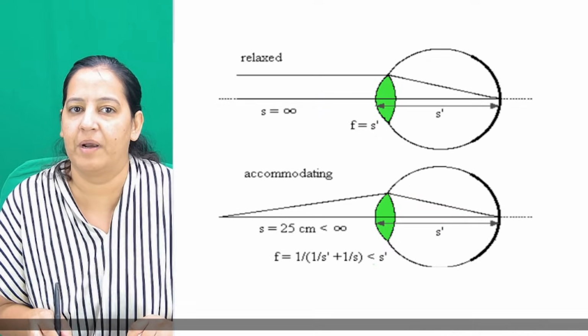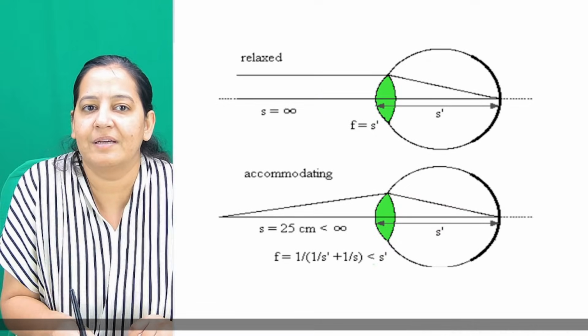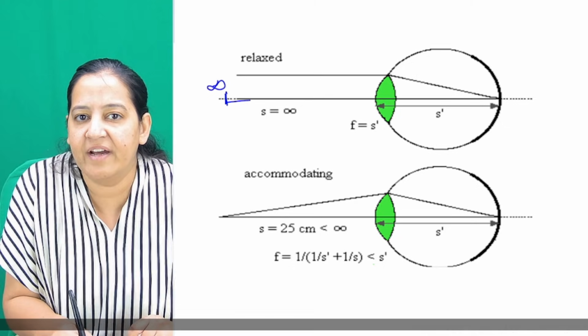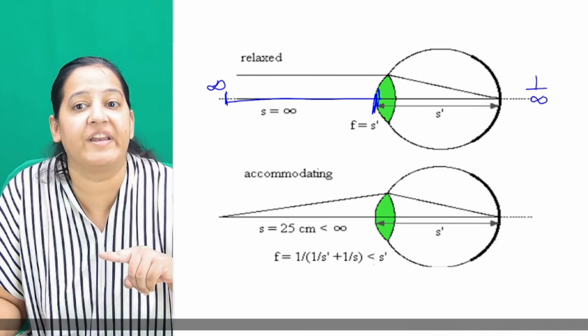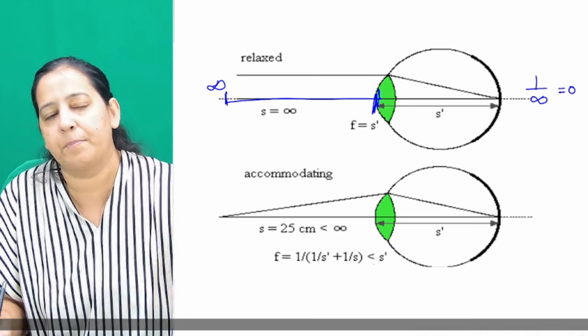You should know this formula. Okay, so what is F? Suppose the object is at infinity. So here F is infinity. So here the power is 1 upon infinity. 1 upon infinity is equal to 0. So here power is 0.